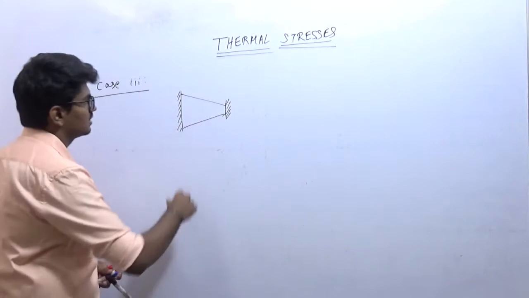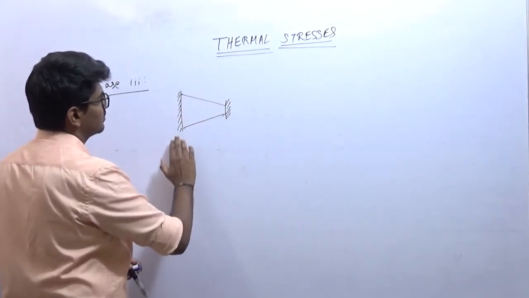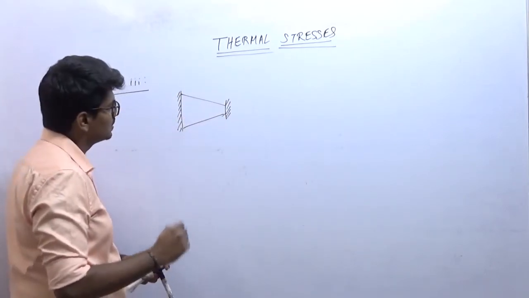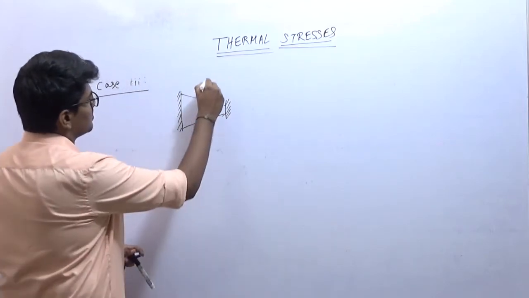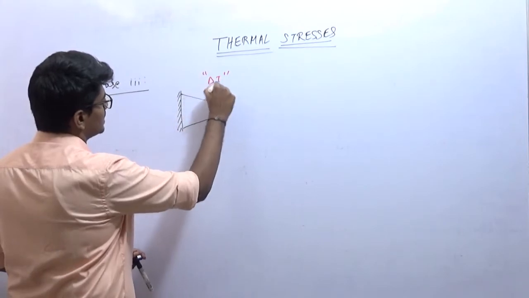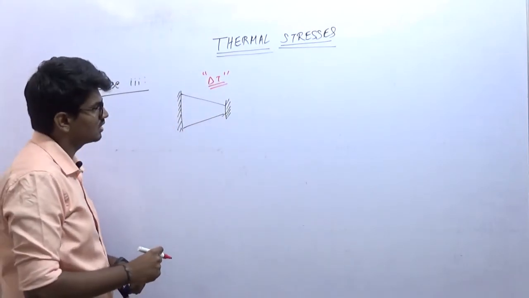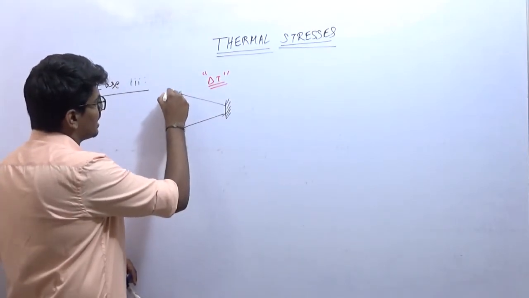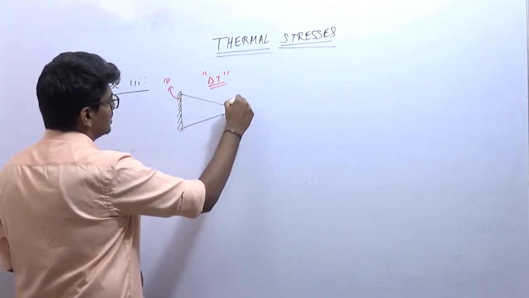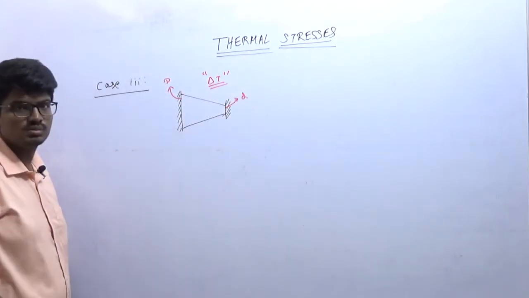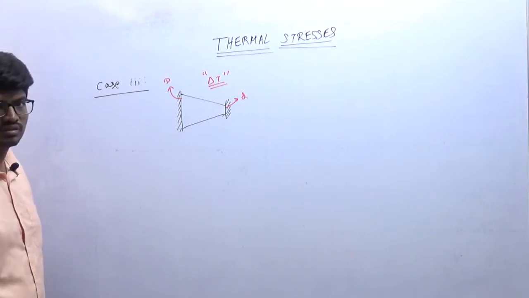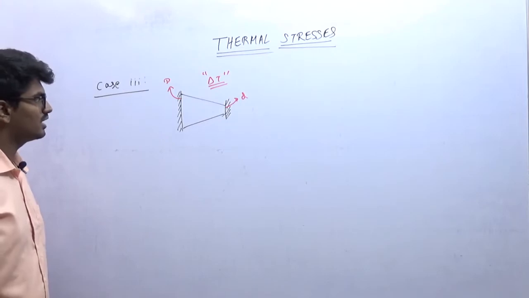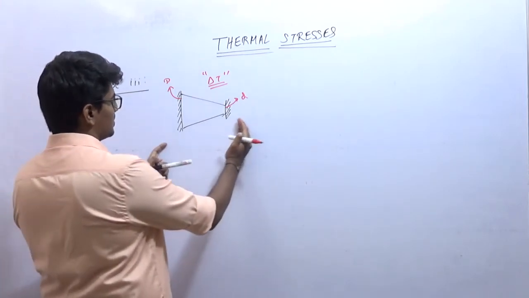In this case, there was a tapered bar which is fixed at both the ends. Both the ends are fixed and it is tapered. If I increase the temperature, if the temperature difference becomes delta T, what is going to happen? Let me take the diameter at this end as capital D, and the diameter at this end as small d. If the temperature is increased by an amount of delta T, it will try to expand freely.